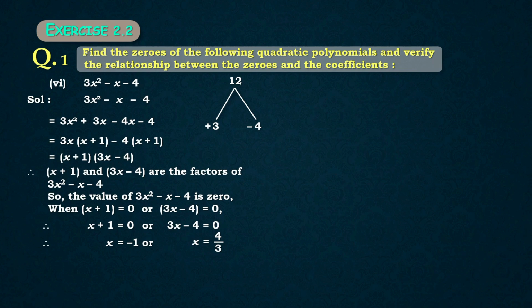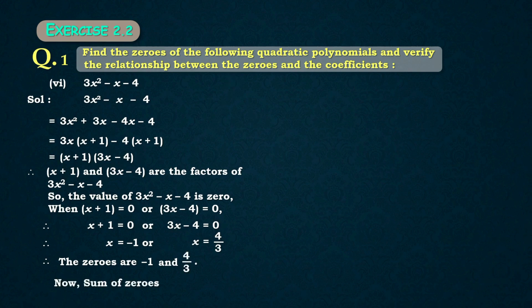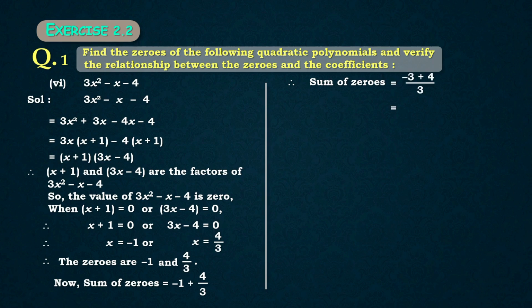Now let us verify the relationship between the zeros and the coefficients. First, we find the sum of the zeros. Minus 1 plus 4 by 3. Taking the common denominator 3, this becomes minus 3 by 3 plus 4 by 3, which equals 1 by 3.